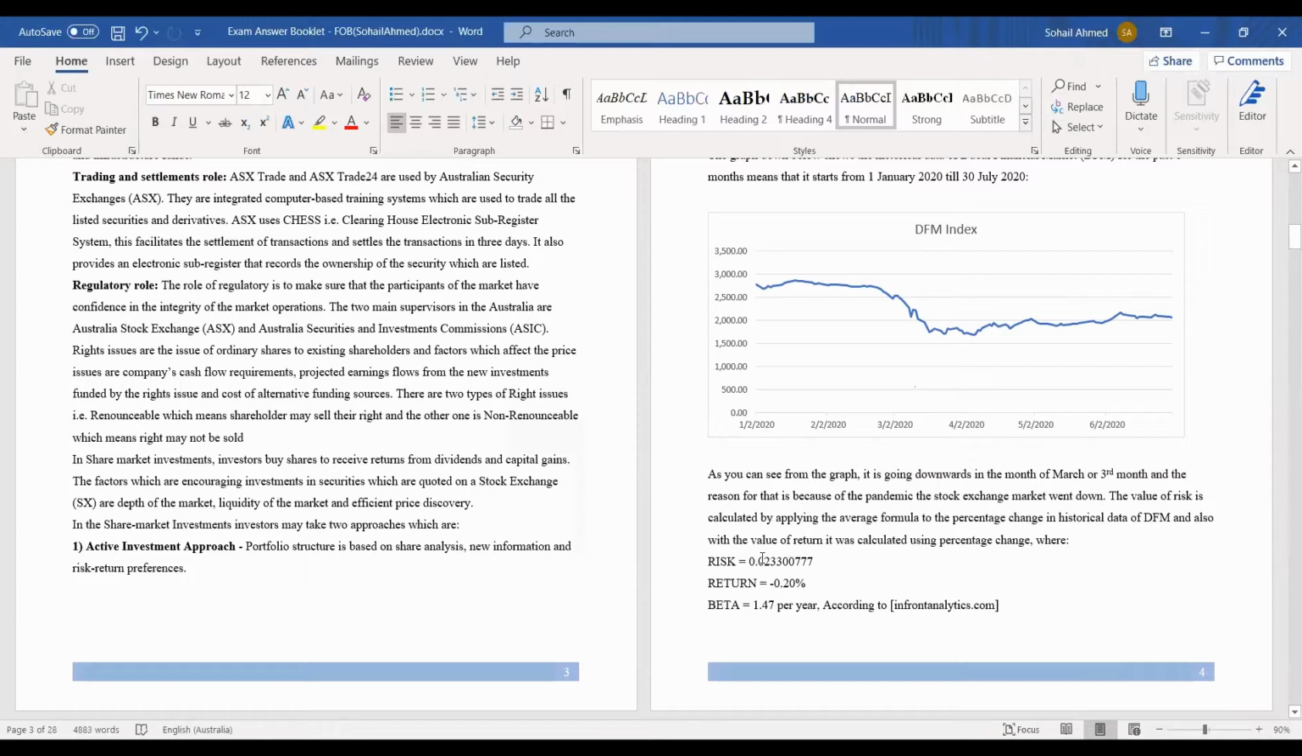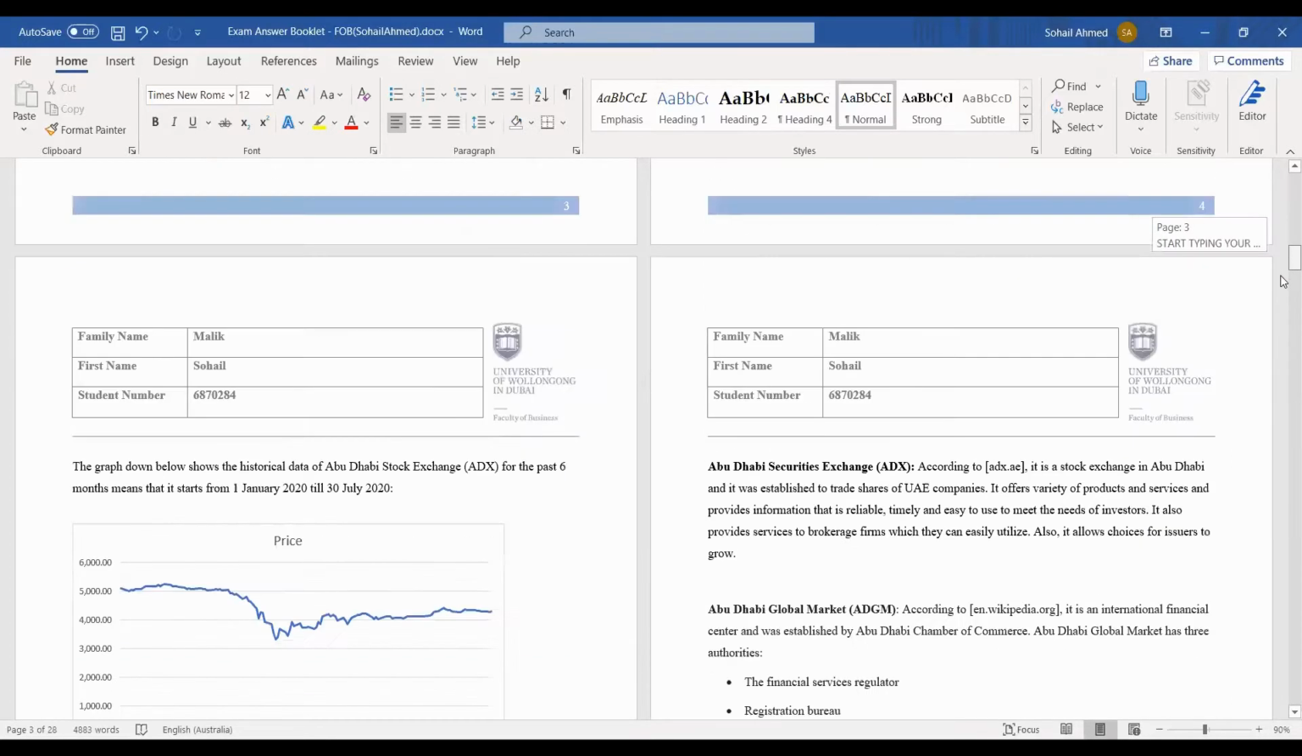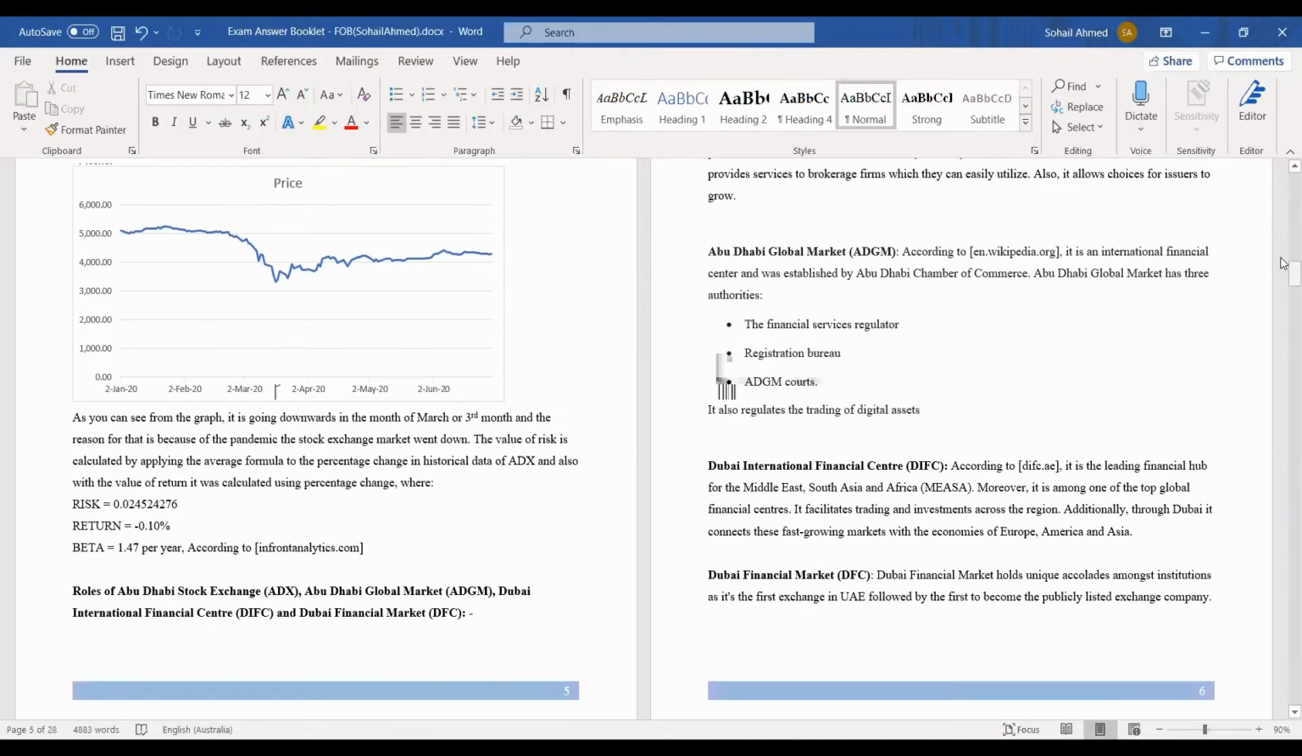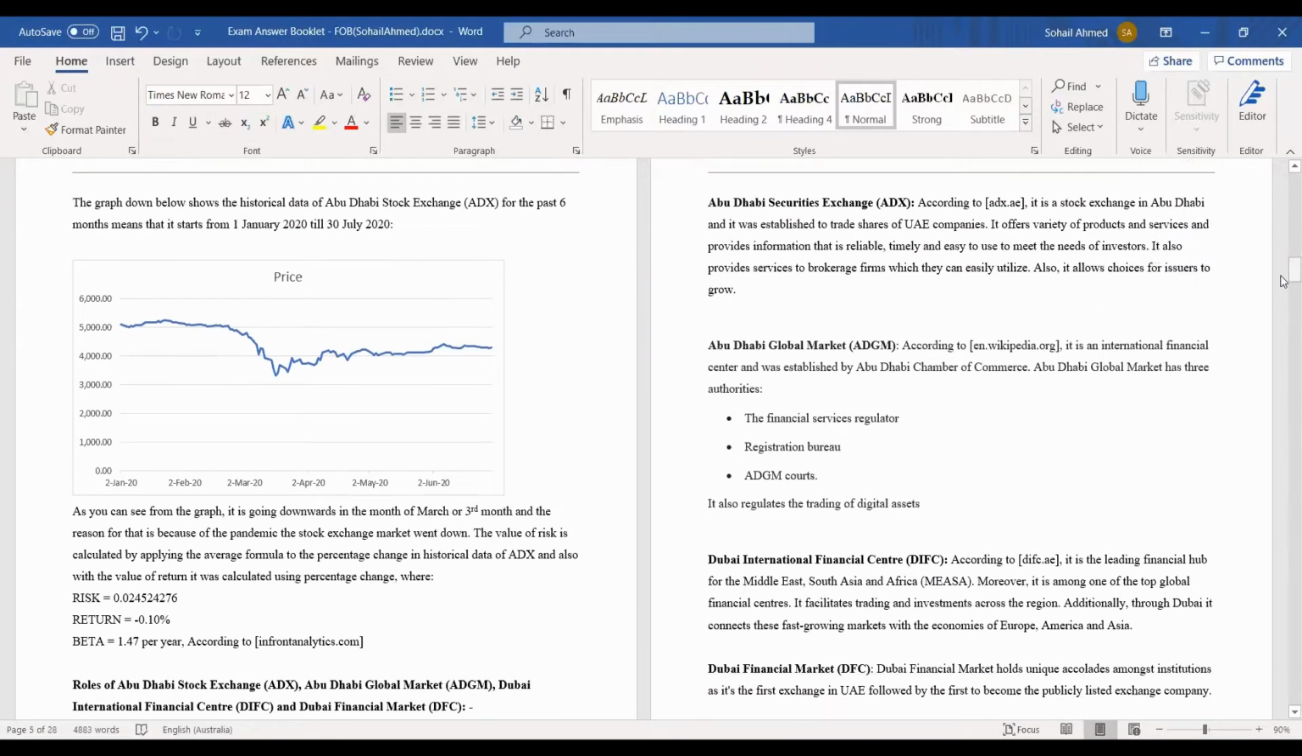For the return, I used the average formula, and for the risk, I used the standard deviation formula, and beta I took from Google. I did research on that. Same with the second graph. This is for ADX. Both of the graphs are for the past 6 months, and I calculated the risk, return, and beta for them as well. And these are the roles of stock markets for all four of them.